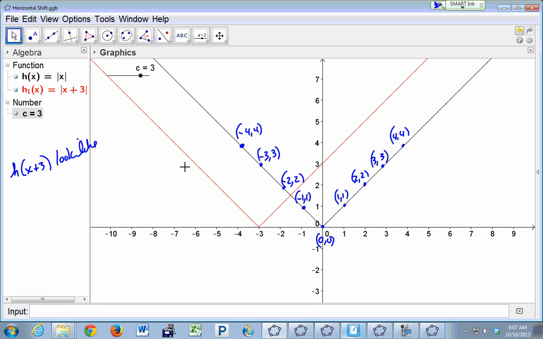Before, x had to be 0 to have my absolute value be 0, right? Now, x has been increased by 3. So in order to get 0, the x that I put in now has to decrease by 3, right? Negative 3 plus 3 gives me 0, and the absolute value of 0 is 0. So now our new function has these values: negative 3, 0. Negative 2, 1. Negative 4, 1. So let's just compare those points.